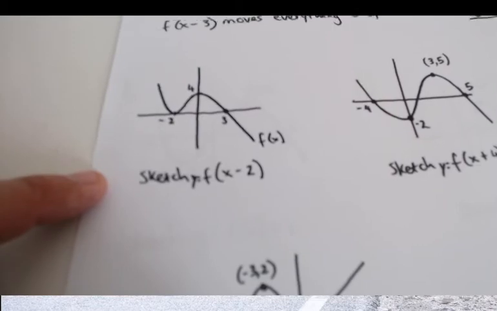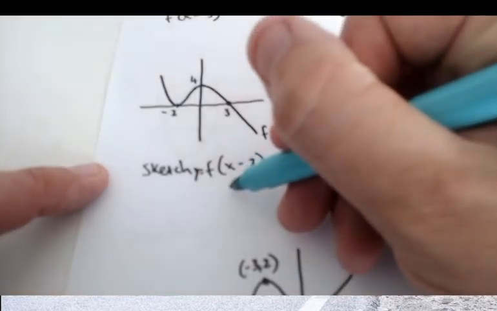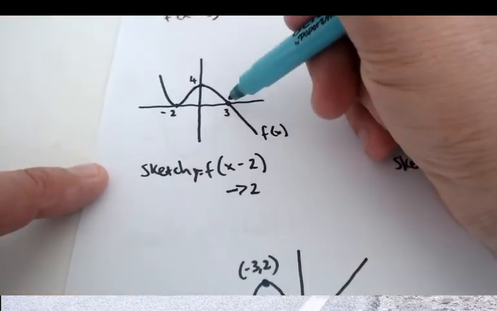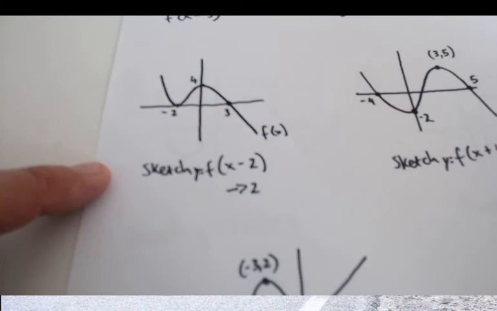Let the camera just settle. So f of x minus 2, everything is going to shift 2 spaces to the right. So I'm looking here and I can see I've got 3 points identified on my curve. I'm going to move all of them 2 spaces right.